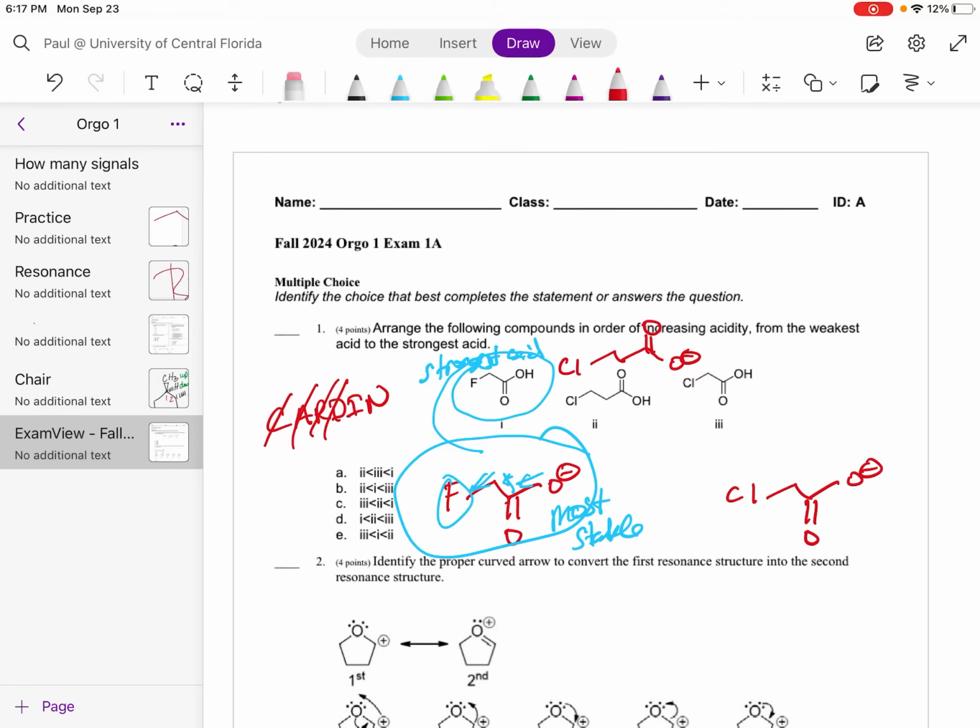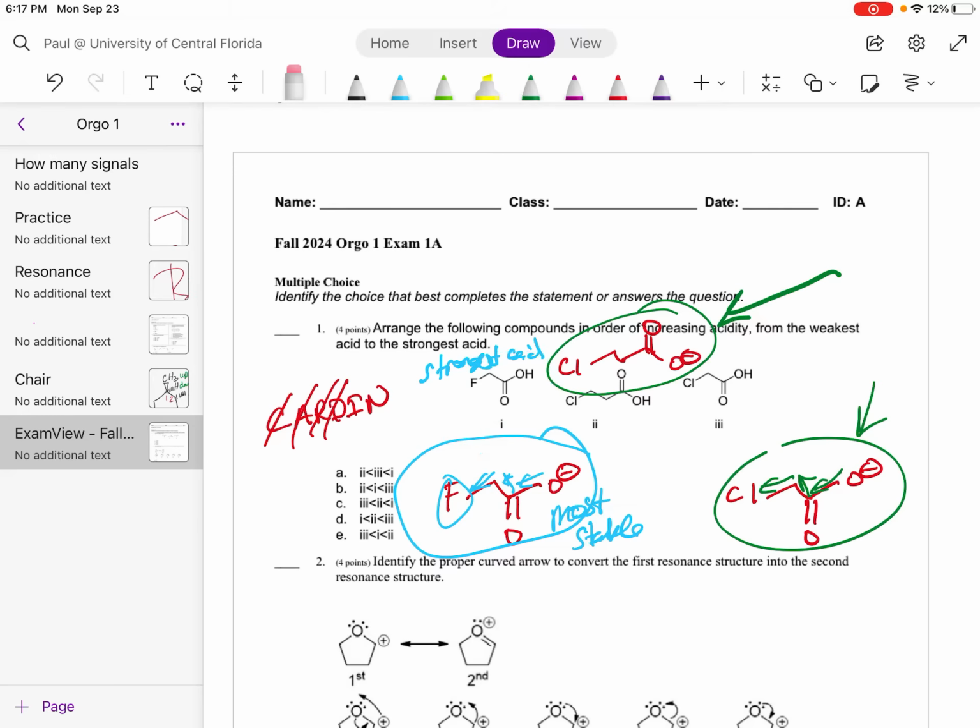And then if we take a look at comparing these two, this one right here has the chlorine closer to the negatively charged oxygen. Hence, it will stabilize it via induction better than this one right there. So the strength of the acids, if we could rank them, that's the first, the strongest. That's the second strongest acid, and then that's the third.